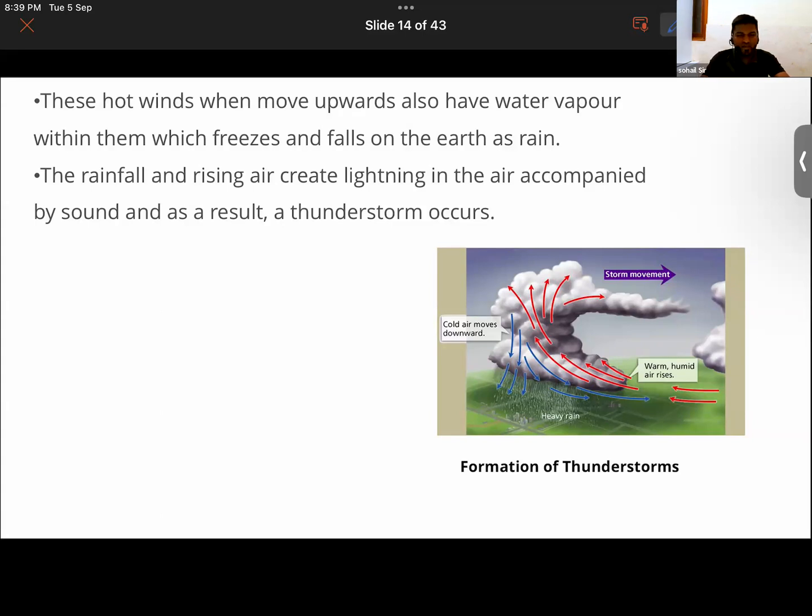Okay, the basic thing here is that when there's rubbing of the positive and the negative charges, then a huge amount of charge is generated, and that charge which is generated, you see it in the form of lightning.